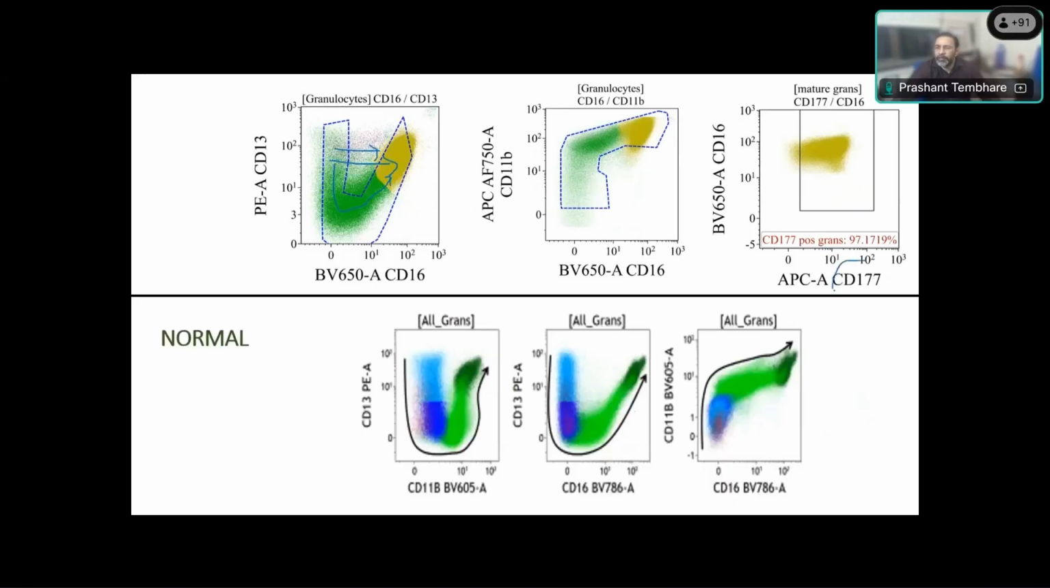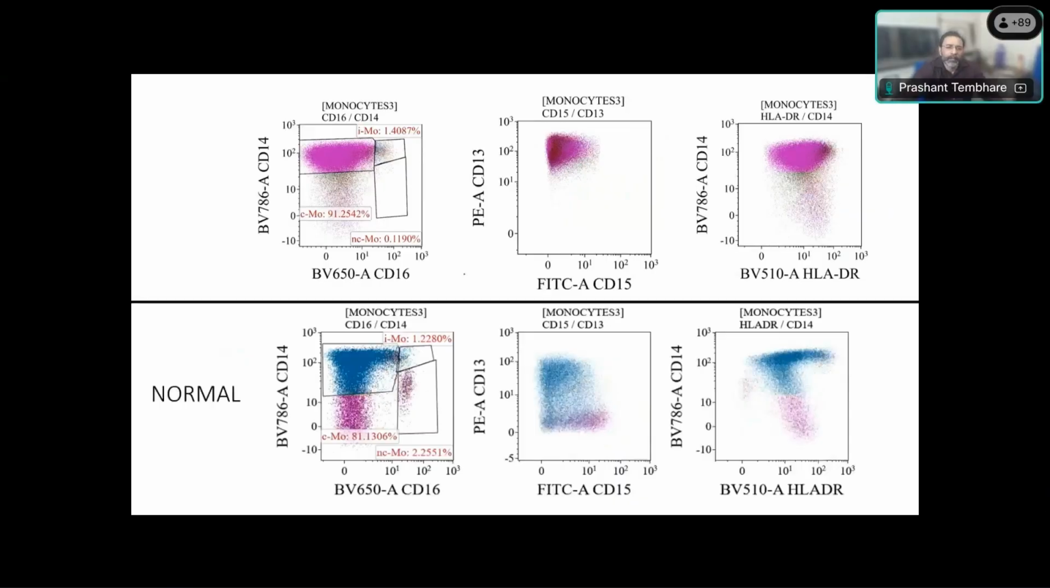CD117 is another marker we use. Loss of CD117 is also used as an aberrancy, and so is overexpression of CD117. I will not discuss CD117 because this would go into true detail.